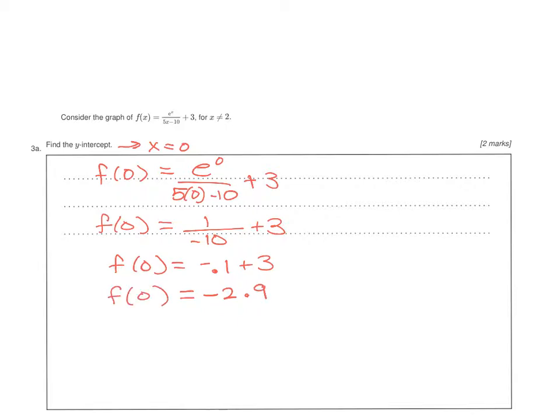And generally, whenever it says find the y-intercept, they would like you to write it as an ordered pair because it is a set, it's a point. And so you wouldn't just write negative 2.9, although I think in this question they would have given you credit for it anyway.